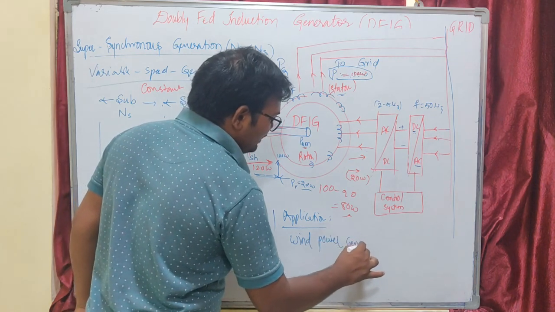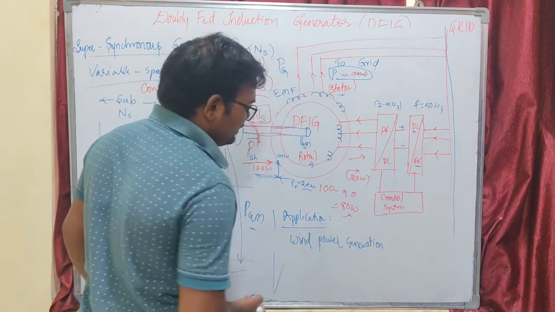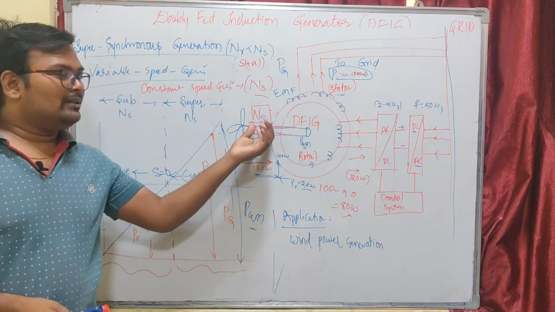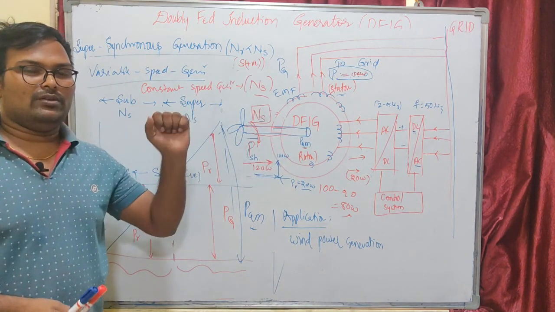This is because wind power is not constant all the time. The speed of the wind varies from time to time. So even if you have a variable speed, you can still generate the power. That is the idea of DFIG. I hope you understand, right?